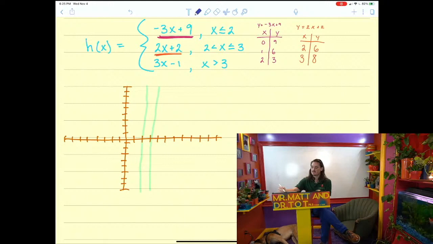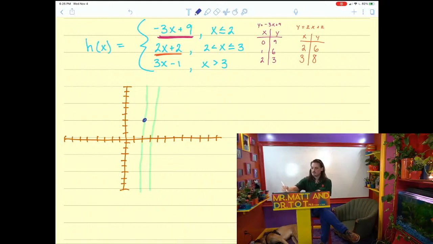So graphing this, we're going to be inclusive because it's less than or equal to positive 2. So we're inclusive to positive 2. That's going to be a solid dot. At x is equal to 2, y is equal to 3. So we're going to be at a solid dot.